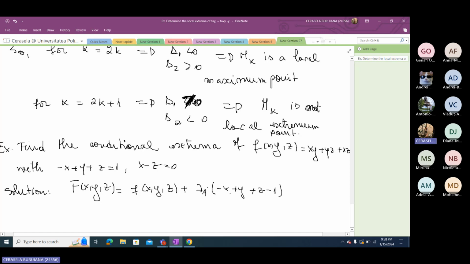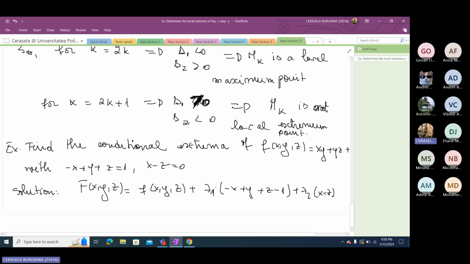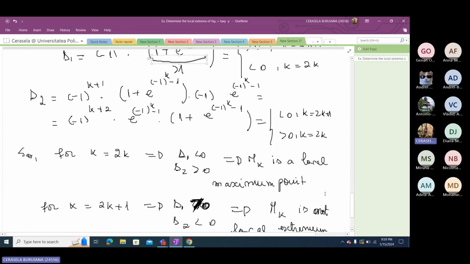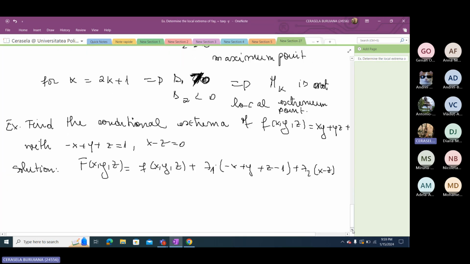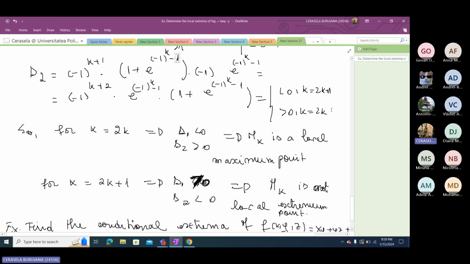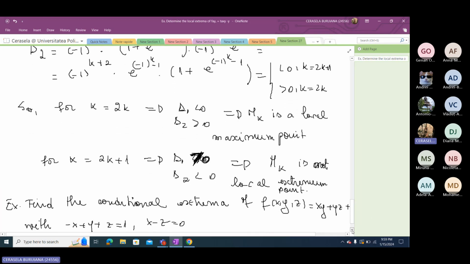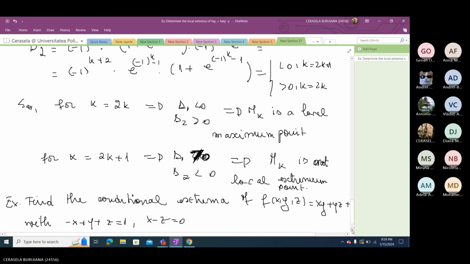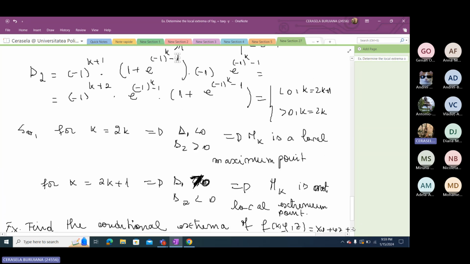Yeah, remember what I told you at the seminar? Plus lambda 2 times x minus z. Okay. That's F. Sorry, I don't know what's going on. Now, I don't know why the page is moving. I don't like this.